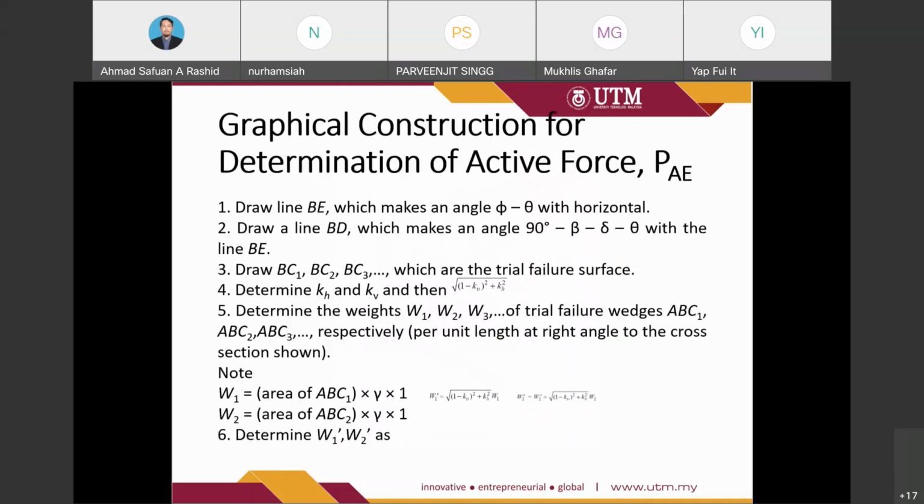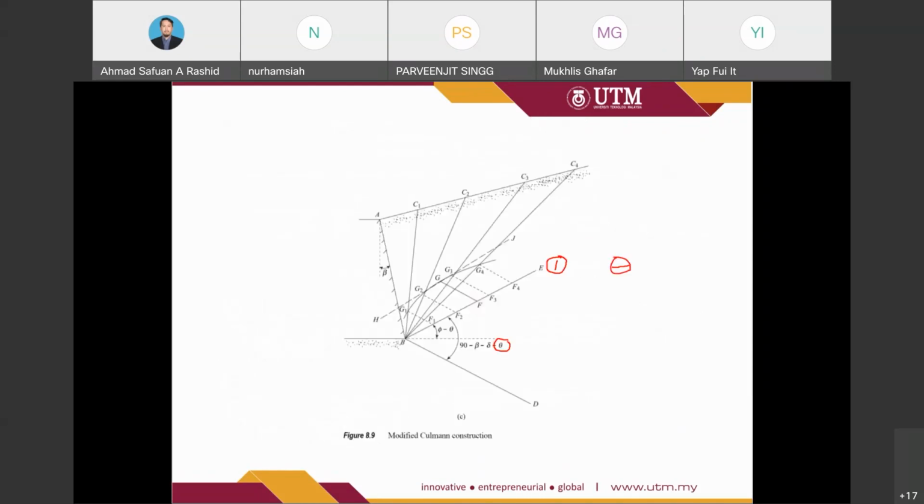So draw a line BD which makes an angle of 90 degrees minus theta minus delta minus theta with the line BE. So get the value for this first. Using this equation, and based on the BE line, we need to construct the BD line. So that is the second step.